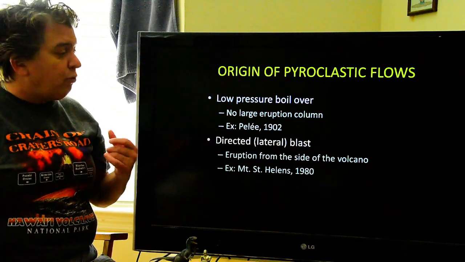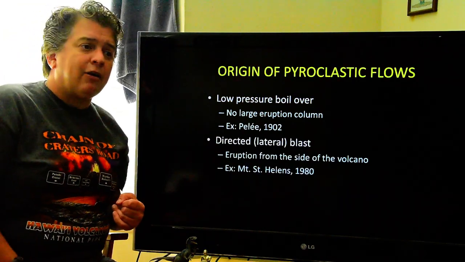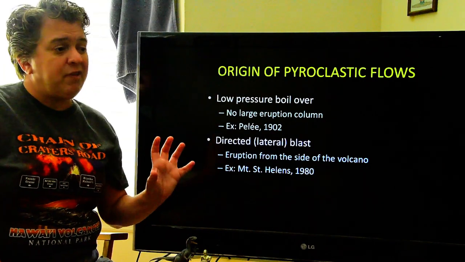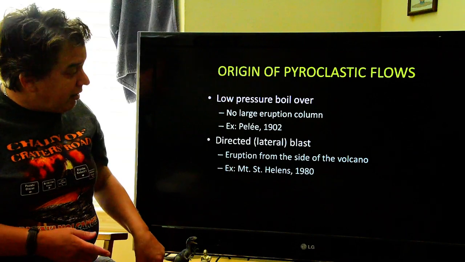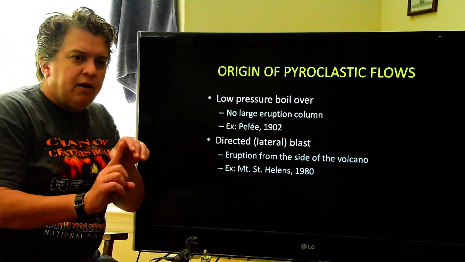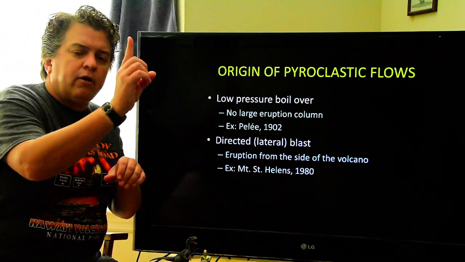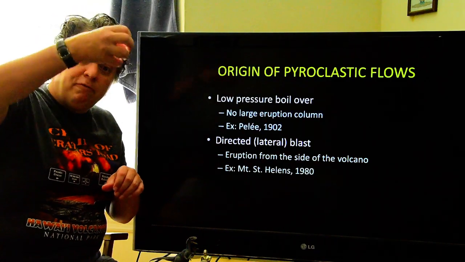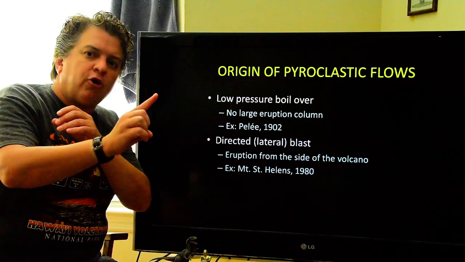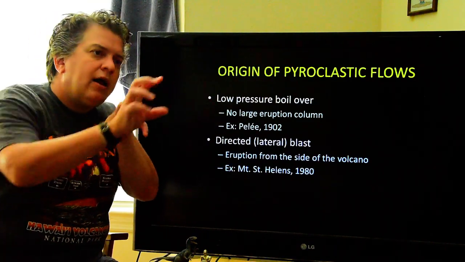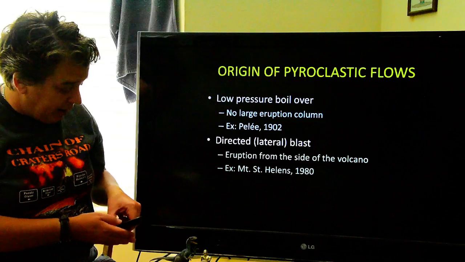And then we have the directed blast, also called a lateral blast. And this comes from the side of the volcano. This is like what happened in Mount St. Helens in 1980. So instead of the lava going upwards to the normal vent of the volcano, the lava actually got diverted to the side of the volcano and ended up blasting out the side.